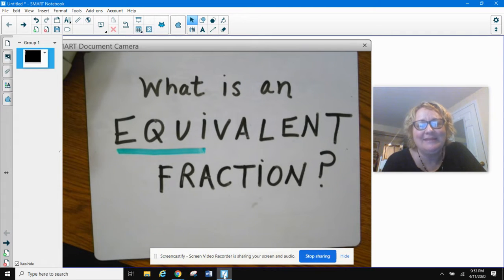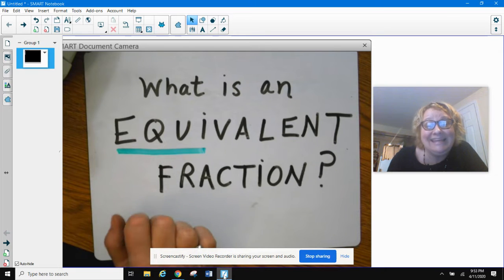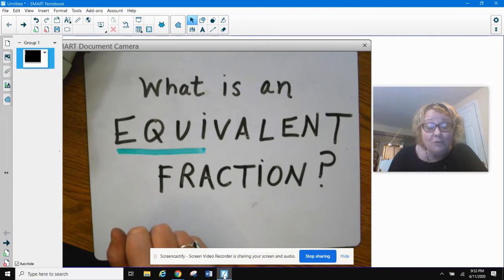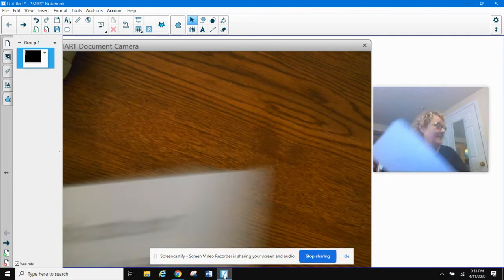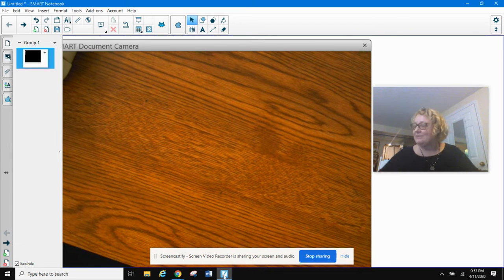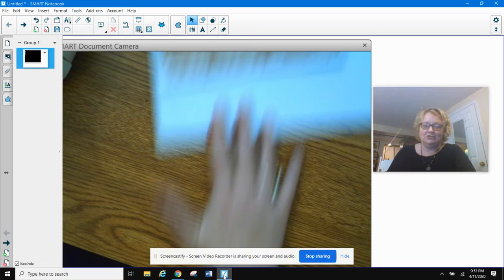Just a reminder, we discussed in the first video that equi, the prefix, means equal. And so what we are trying to discover is how we can identify fractions with different numerators and different denominators that are still the same amount. So we're going to go back to our example of the Hershey bar.